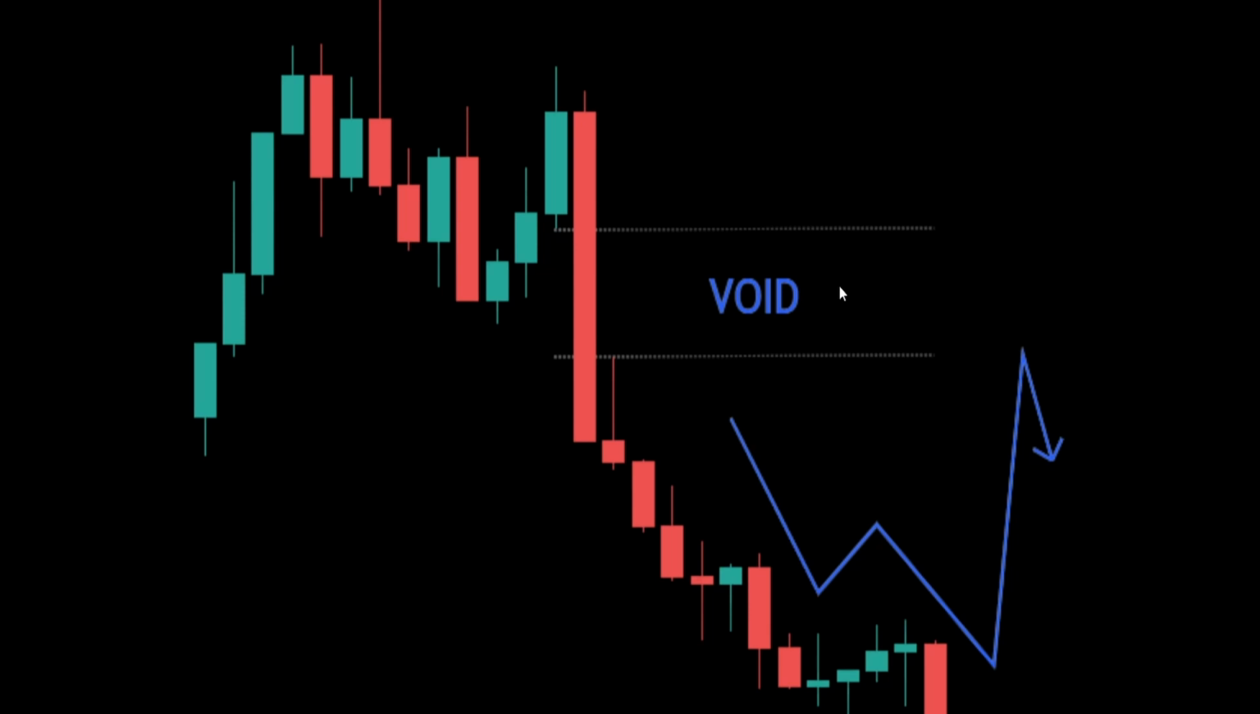Stop loss could be just above the void, could also be just above the high. It really depends on you, and that's why I recommend testing every strategy out on TradingView before you use it. And that's all it is to this one. You don't need to complicate it. We'll keep it simple as can be.